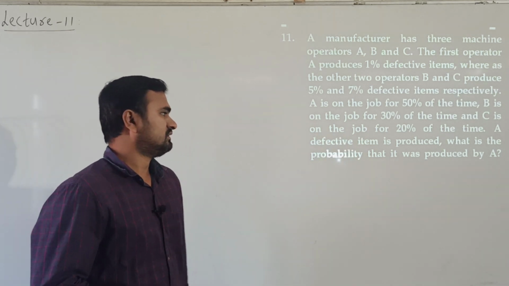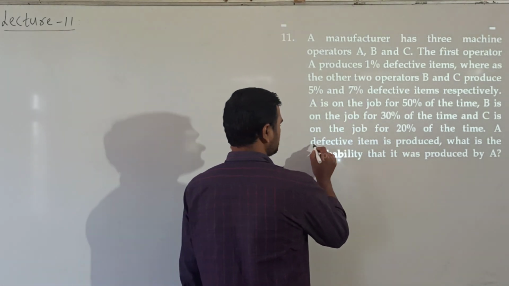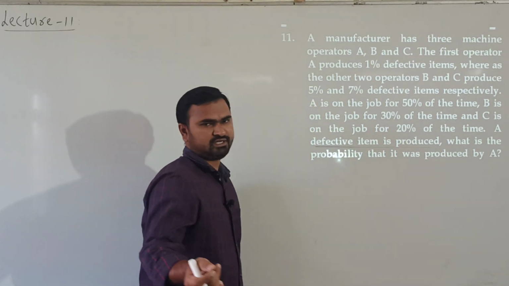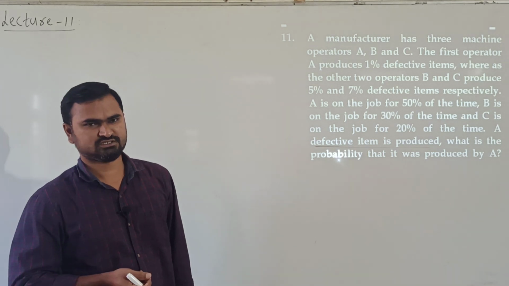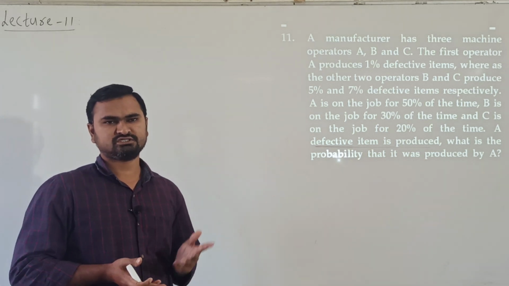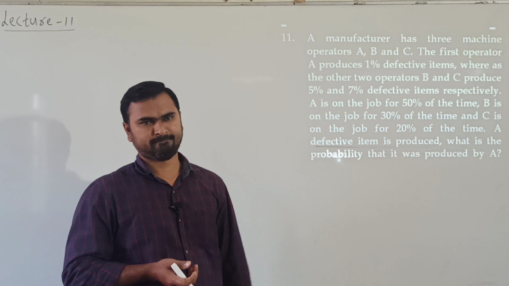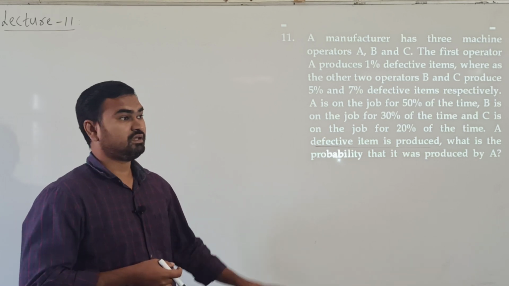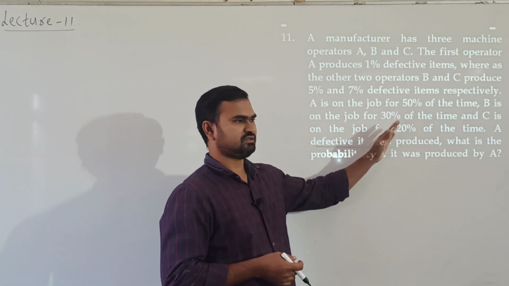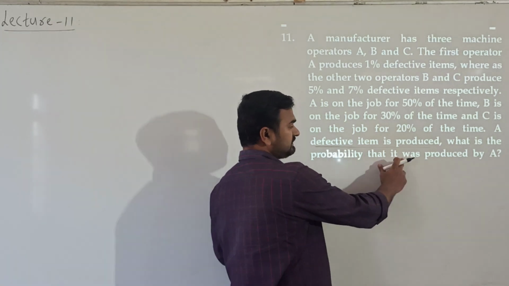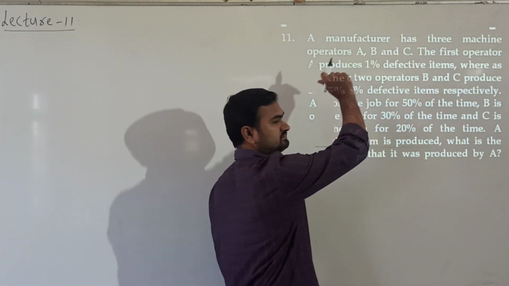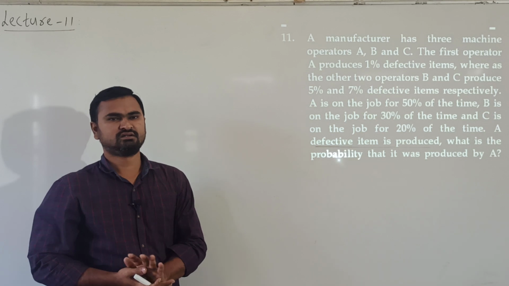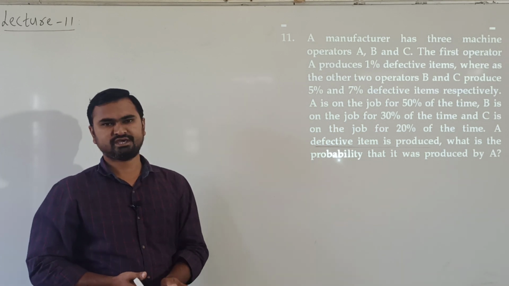Now a defective item is produced. We know that one defective item is produced. Now I don't know whether it is produced by A, B or C. It can be produced by any one of A, B or C. Now we are interested in the probability that it was produced by A. So that first case we need. So what we can apply here is Bayes theorem.